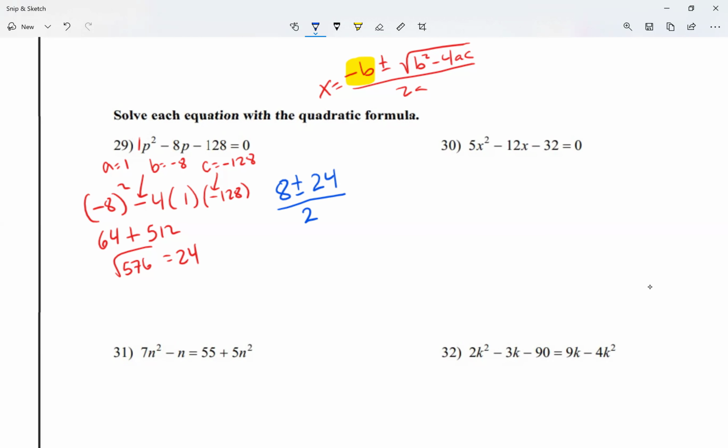So this is actually what's going to give me my two answers. One of my values is going to be 8 minus 24 over 2, and my other answer is going to be 8 plus 24 over 2. Now, if I do the minus, 8 minus 24 is negative 16. Negative 16 over 2 is going to be negative 8. My other answer, 8 plus 24, I know that's 32, and 32 divided by 2 is 16. So my answers are negative 8 and 16.